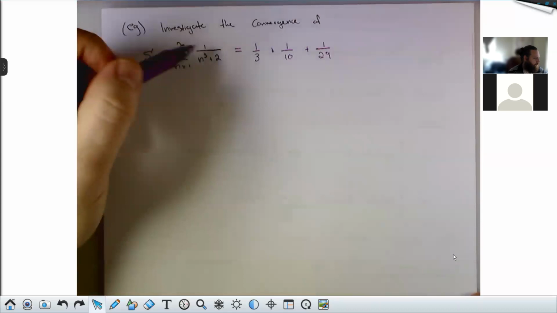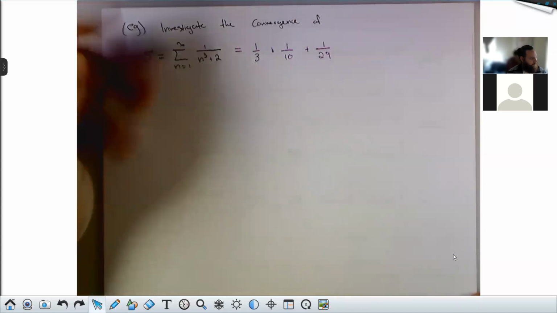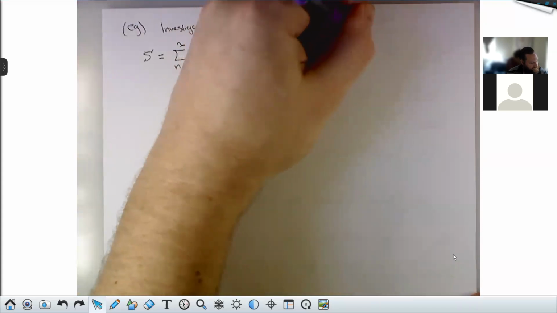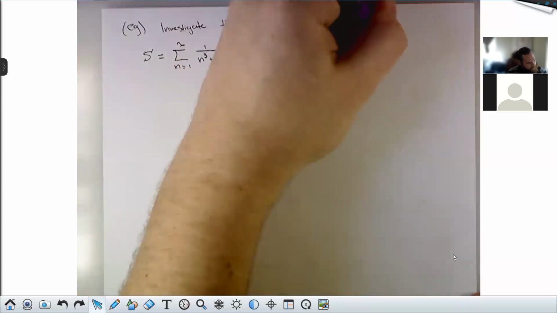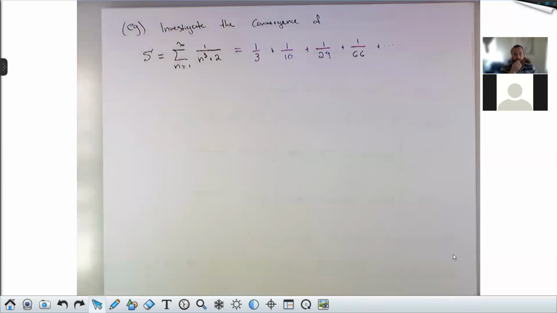And the next term, we'll do one more, would be 1 over 4 cubed plus 2. 4 cubed is 64, so it'd be 1 over 66. And it keeps going like that. We could try the test for divergence. That's an option. This will pass the test for divergence, though. Let me just cycle through the tests we know and remind you how those work.